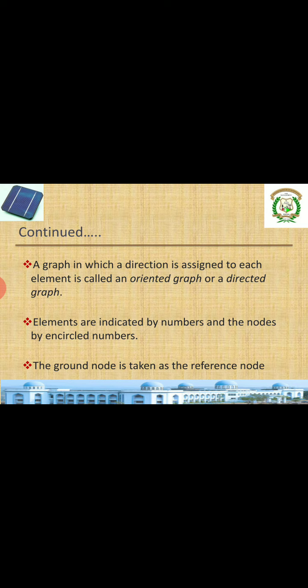Elements are indicated by numbers and the nodes by encircled numbers. Usually we will practice this method here. That is, the elements are given by their numbers, like 1, 2, 3, 4 till n, and the nodes are also given with the same numbers but encircled. And usually the ground node is taken as the reference node.